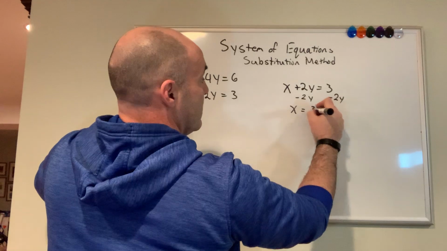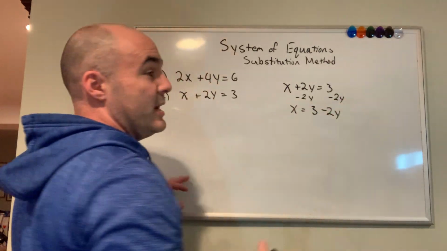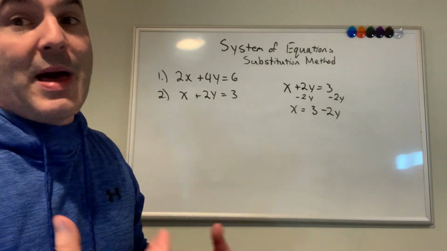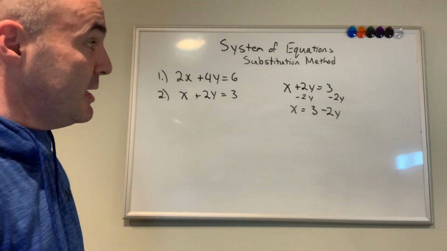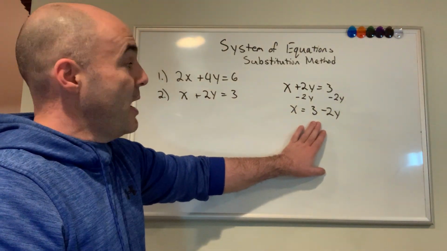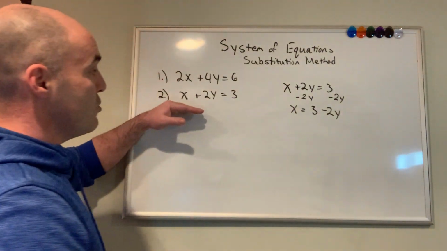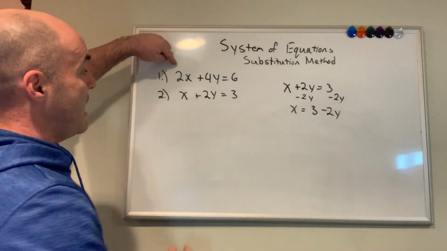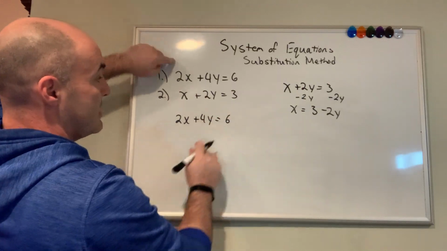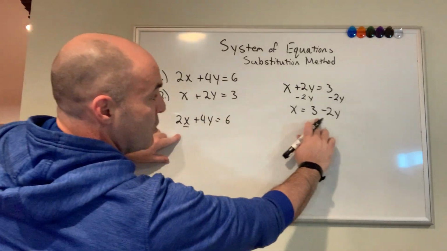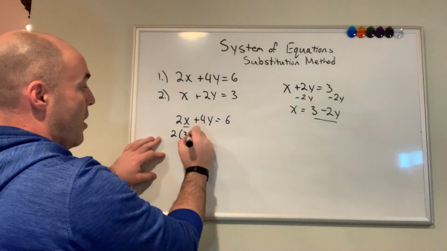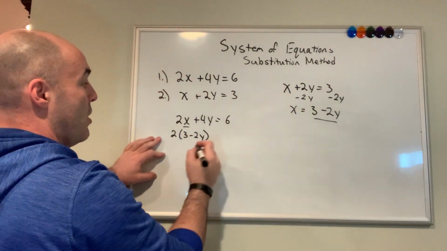Okay? I'm just writing a 3 minus 2y. I don't need it in slope-intercept form. I'm not graphing it. We're doing this algebraically. Okay? So x is now equal to 3 minus 2y. Now, since I rearranged the bottom equation, I'm going to come to the top equation. So 2x plus 4y is equal to 6. I'm going to replace the x with what we now know x to equal, the quantity 3 minus 2y.